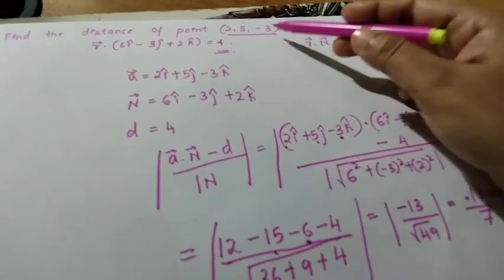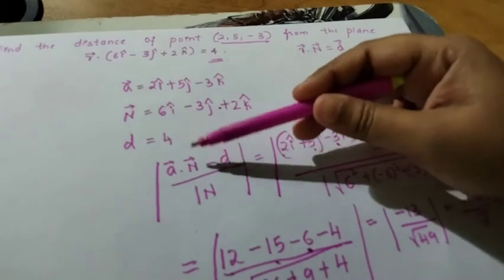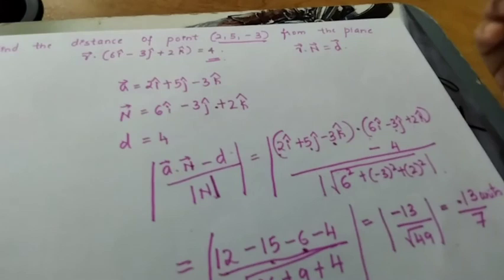So take the given point as a. The given vector will be n. This is d. The formula is a dot n minus d divided by the modulus of n.